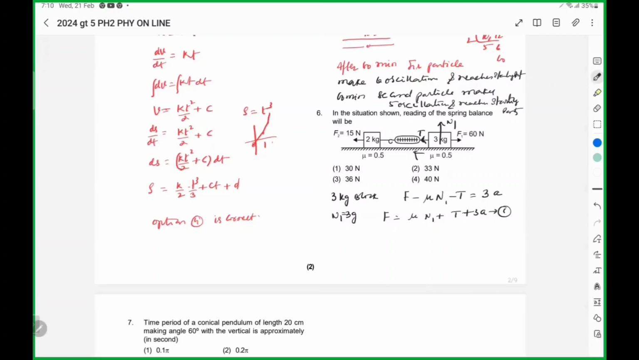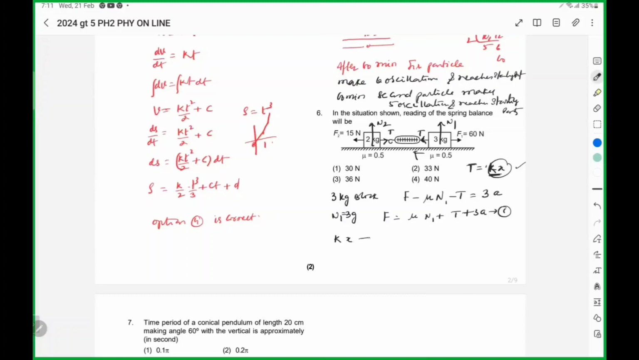Here the tension is nothing but, here it is a spring. In a spring balance, the tension is nothing but the restoring force. So let us denote that, let us write T as Kx. Similarly, on the 2 kg block, the restoring force acts, that is Kx.